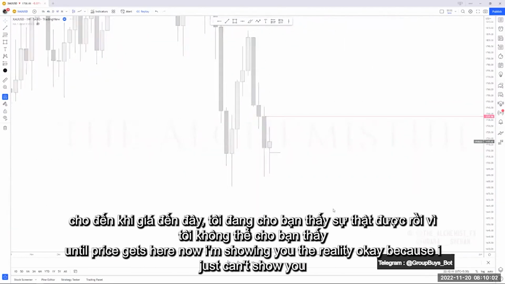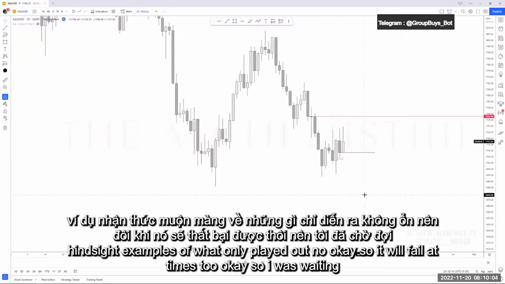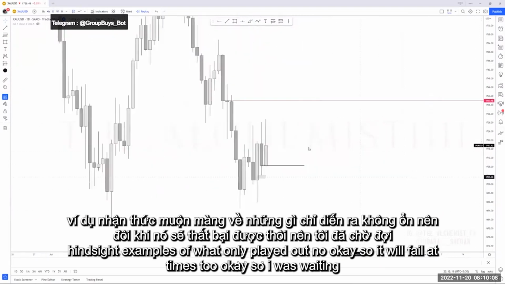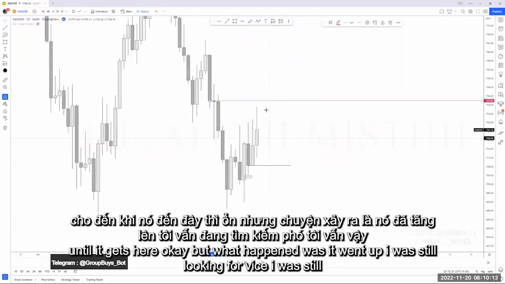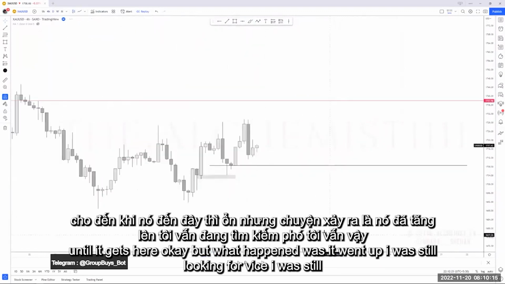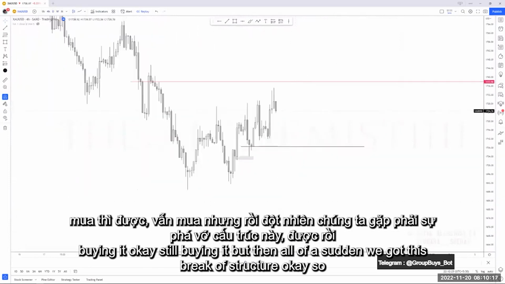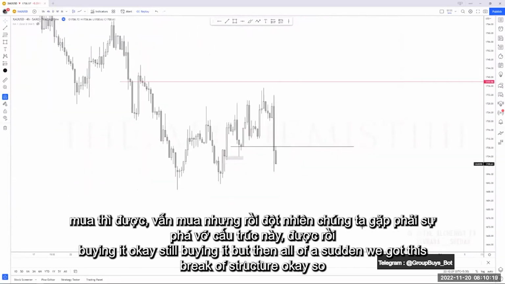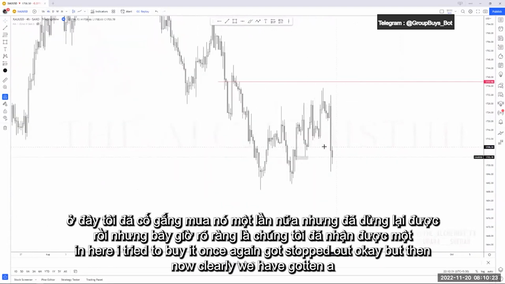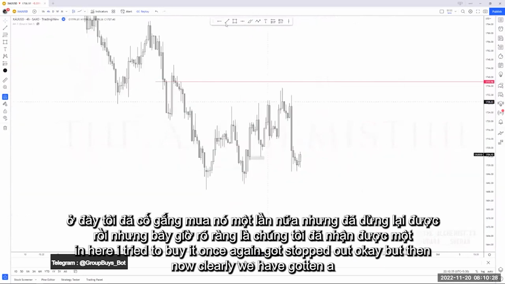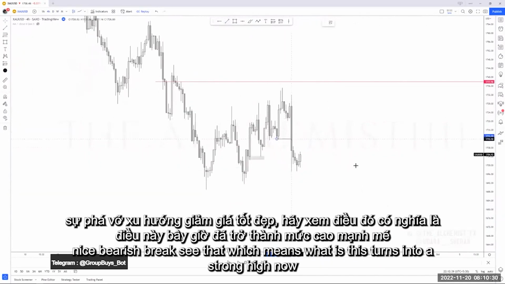Now I'm showing you the reality, because I just can't show you hindsight examples of what only played out. It will fail at times too. So I was waiting until it gets here. But what happened was it went up. I was still looking for buys, still buying it, but then all of a sudden we got this breakout structure. So in here I tried to buy it once again, got stopped out.